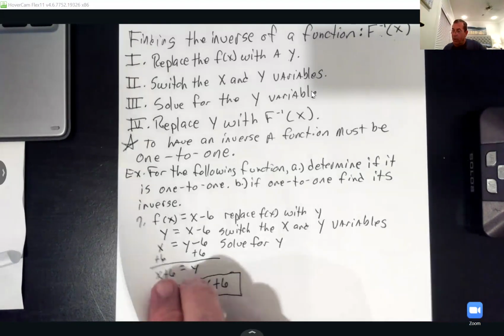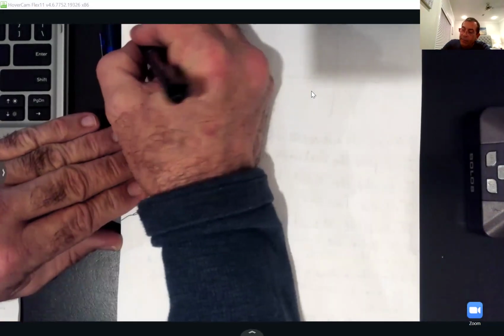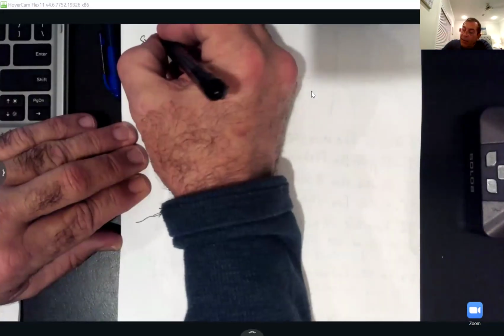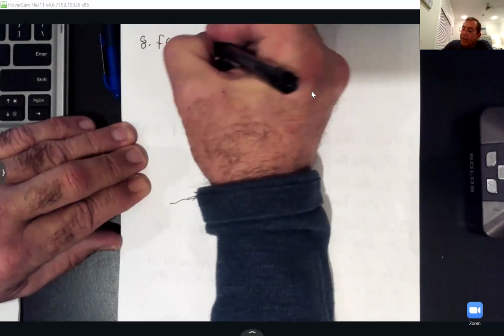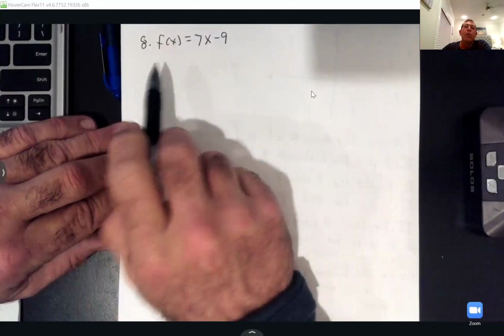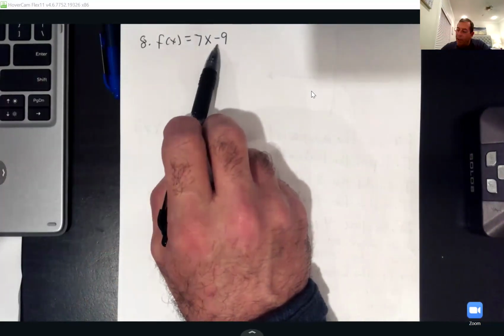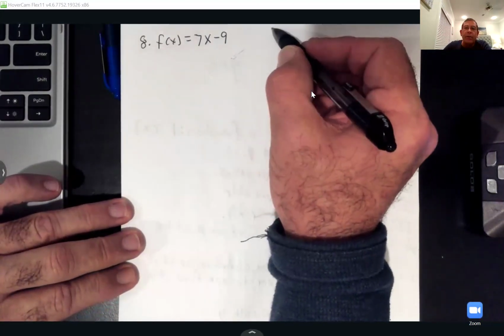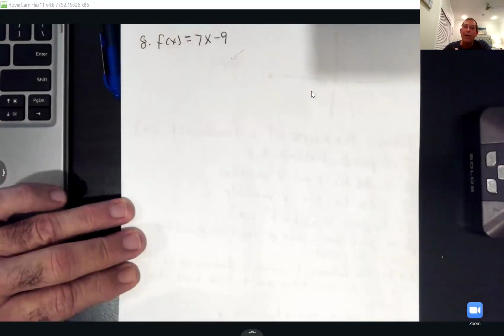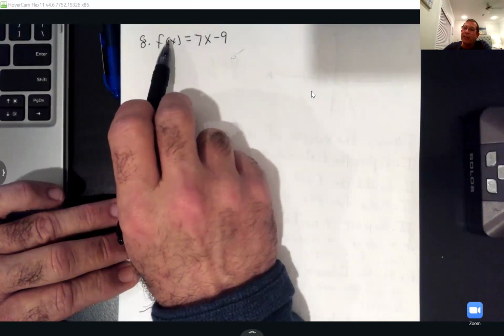All right, so let's start with number 8. And remember, this is doing the same thing. So number 8, they give us f of x equals 7x minus 9. Well, y'all, that's just another straight line. 7x minus 9, like we graphed the very first week. It would just be a line going uphill left to right. So it is 1-to-1.